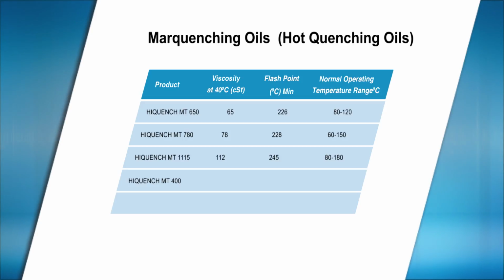HighQuench MT400 is preferred where the application calls for very low viscosity of the product. This product, having 40 centistokes viscosity, can be used in a vast operating range of 50 to 150 degrees Celsius. HighQuench MT1800 is a popular product for open tank quench applications and has a viscosity of 175 centistokes and can be operated in the range of 120 to 190 degrees Celsius under specified operating conditions.